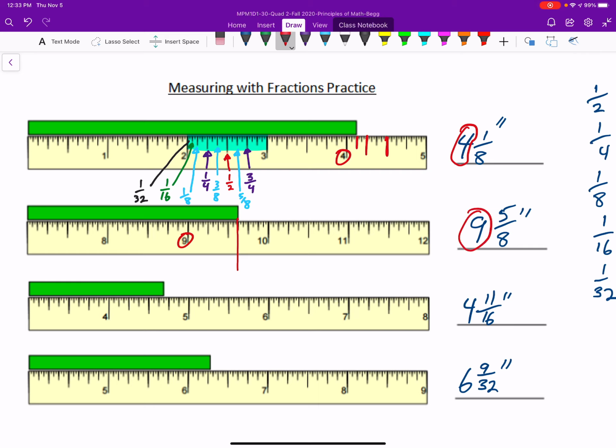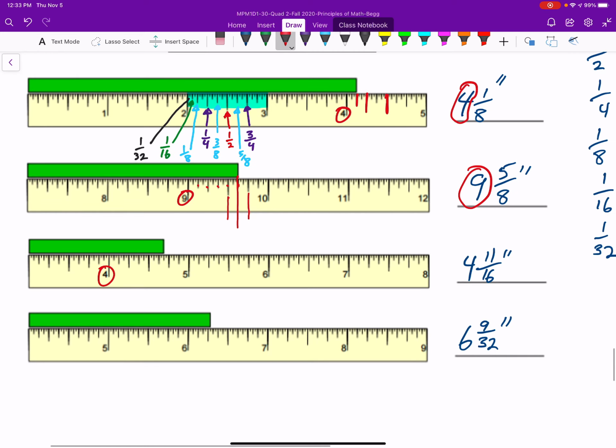The green line for this one stops after the 9, and it's past the 1/2, so it's beyond that. But it's not at the 3/4. So it's halfway between a half and 3/4. So it's going to be 1/8 more, and that would be 5/8. If you count them up, the lines, 1, 2, 3, 4, 5, so the spaces of that same thing, then it would be 5/8.